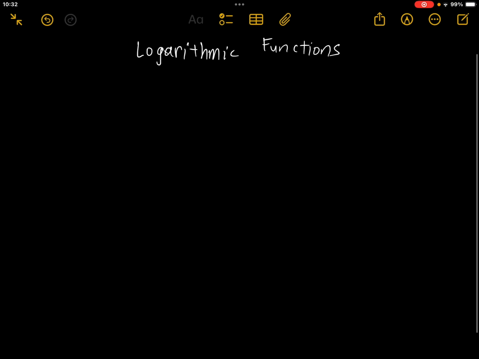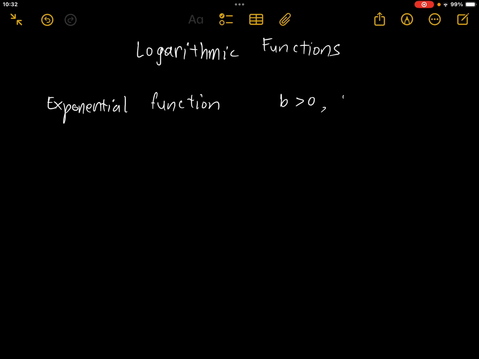In this video, we're going to talk about logarithmic functions. So we've seen exponential functions. Let's just remind ourselves that when you have a constant b, which is positive and not equal to 1, then you get this exponential function y equals b to the x power. So for example, if b is 2, then you get y equals 2 to the x power.